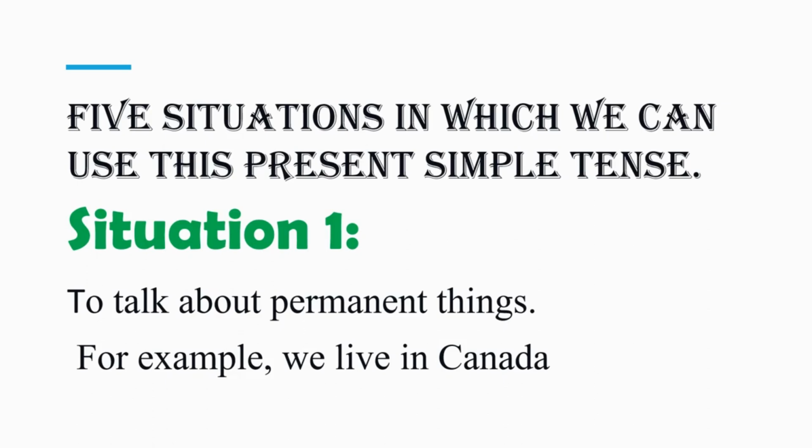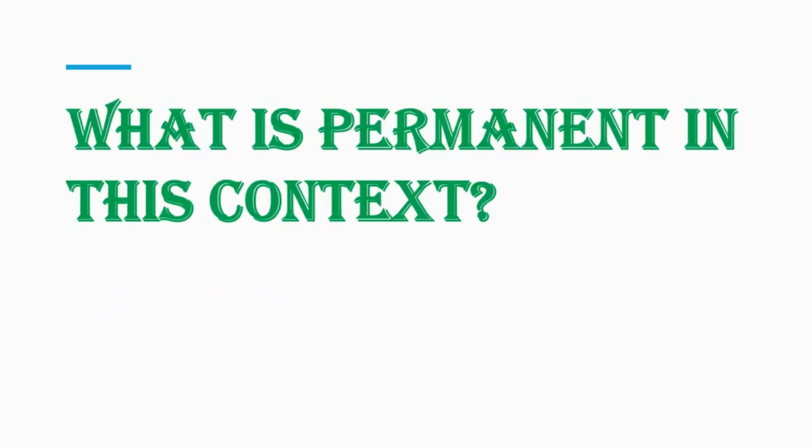If you ask me, where do I live in Canada. Where do you live? So what do we mean by permanent? For example, if you say, he works at a college, it means that this is his permanent regular job. Even if it is for a year, he works there every day. You will use present simple tense for that.